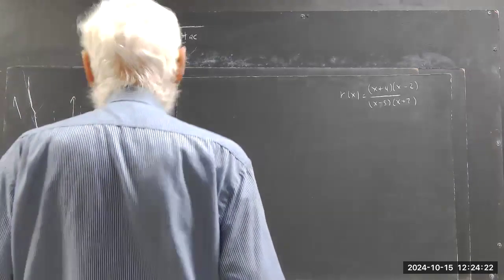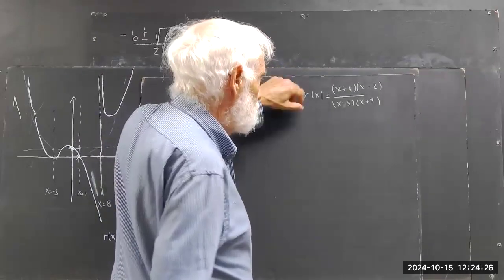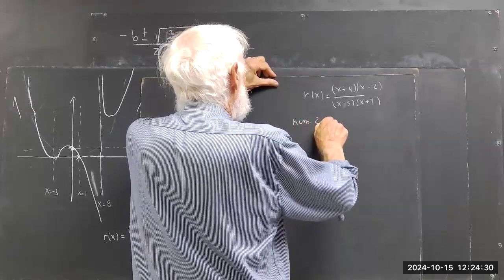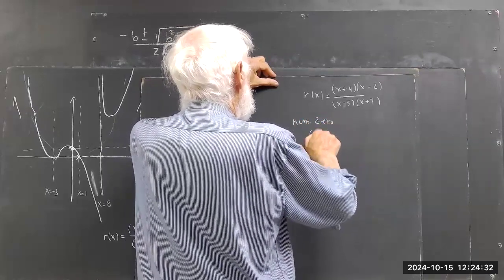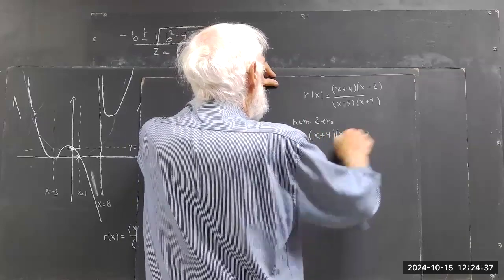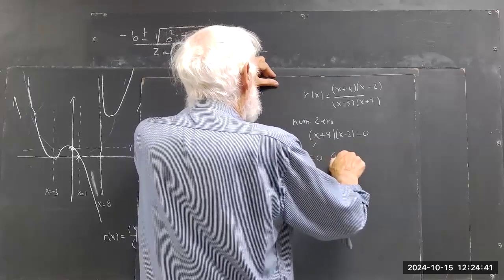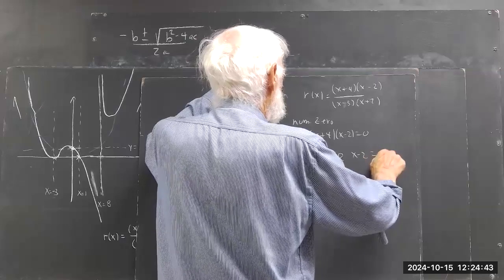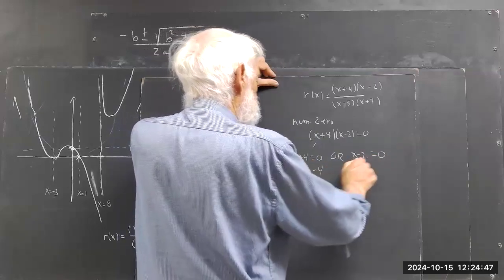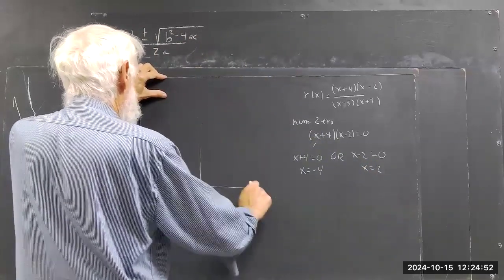Okay, very quickly, we're going to need to graph this for 2 minutes over time, so I'm going to do this real quickly. Numerator 0. x plus 4 times x minus 2 equals 0. So x plus 4 equals 0, or x minus 2 equals 0. You solve this, you get x equals -4. You solve this, you get x equals 2. So here's your graph.